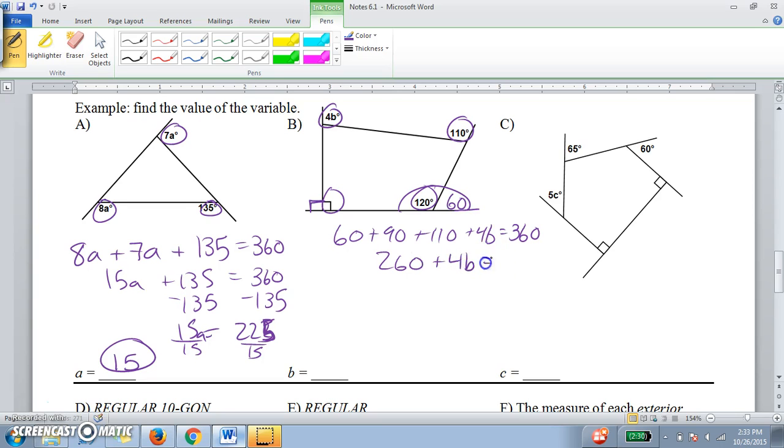So if I subtract 260 from 360, I get 100. So 4b is 100, and dividing by 4 gets me 25 for b.